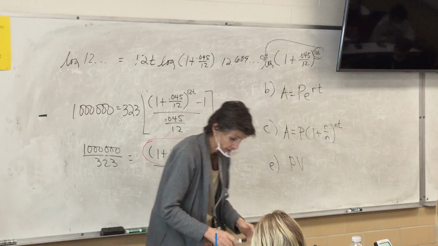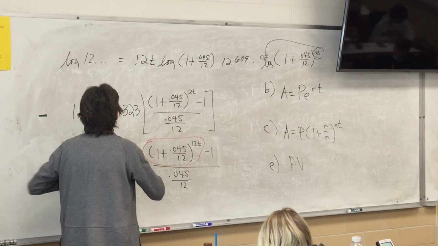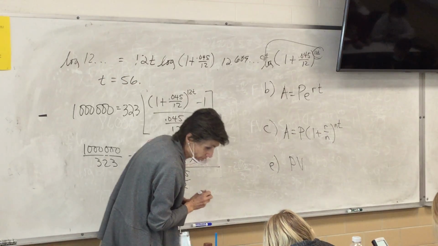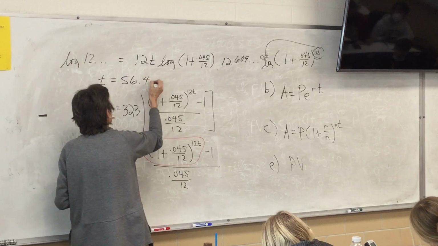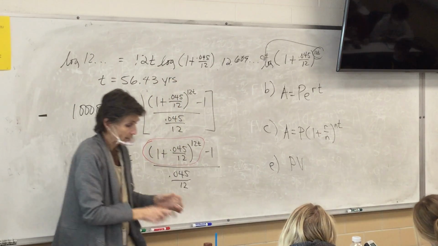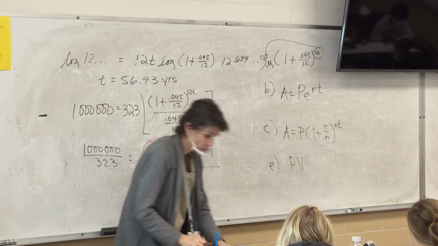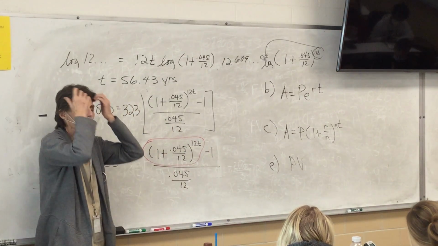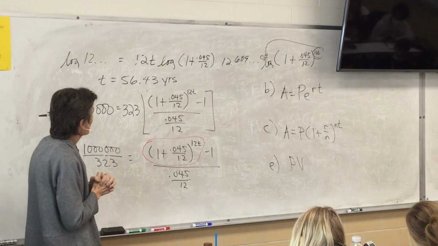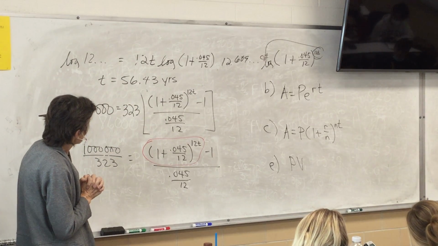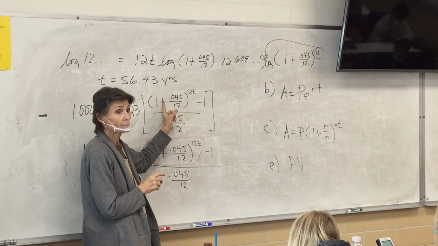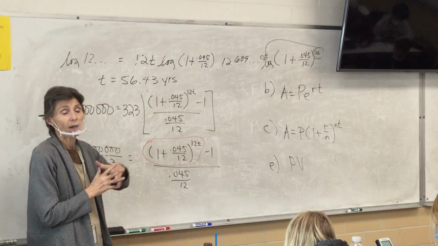How long is it going to take? 56 years. 56.43 years. And that's a tough one to type in. Especially for those of you that think you need to write down every single step. Can we also divide out the 0.045 and the 12 before we start? As long as you're not rounding it off. Okay. If that's a finite decimal, absolutely.